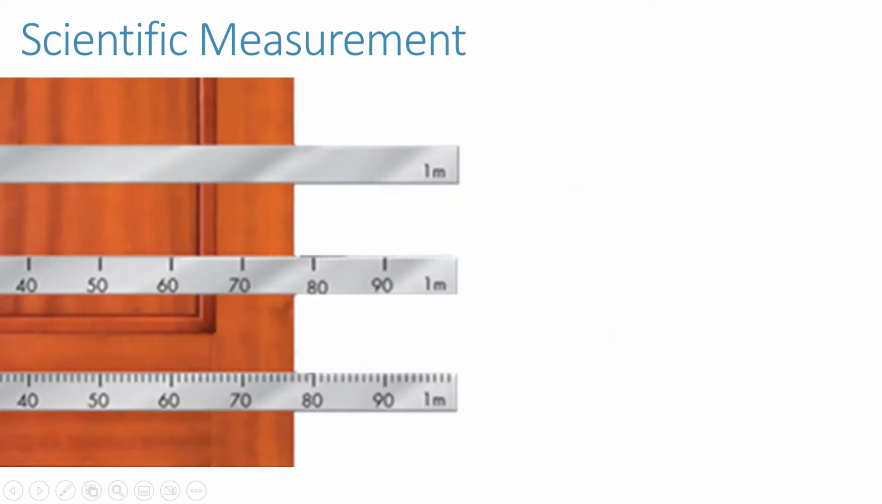Here on the screen, we have a door, and we're trying to measure the width of this door. And we have these 3 different rulers here. For my first measurement, I know that the ones place is a 0 because it's less than 1 meter. This particular ruler, I'm going to call ruler A, is not very precise. It only goes from 0 to 1 meter and there's no tick marks in between. So I know that the ones place is a 0, and I guessed that first decimal.